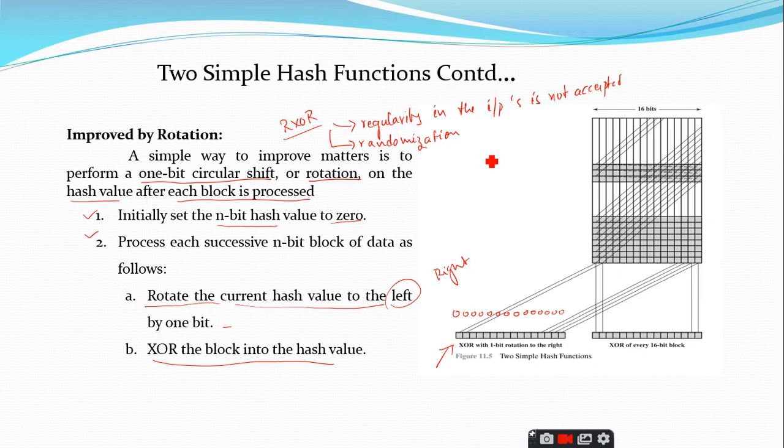Randomization into the hash value. So whatever hash values you are going to generate, they are randomized. One hash value will not be equal to another hash value. This is the property that is required for any hash function that we have seen in the earlier session. In addition to this, you should not have any regularity in the inputs.